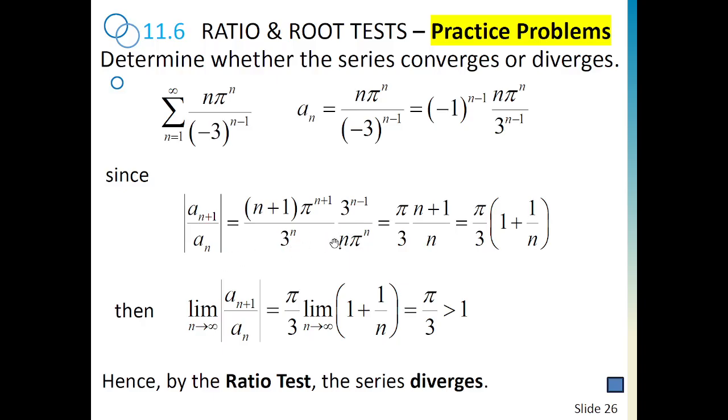And then the double fraction, I flipped it. So we have this expression, obviously pi over 3 is constant. Here the limit is 1, so the limit will be pi over 3. Now, pi over 3, pi is 3.14, so this is bigger than 1. So by the ratio test, we conclude that the series is divergent.